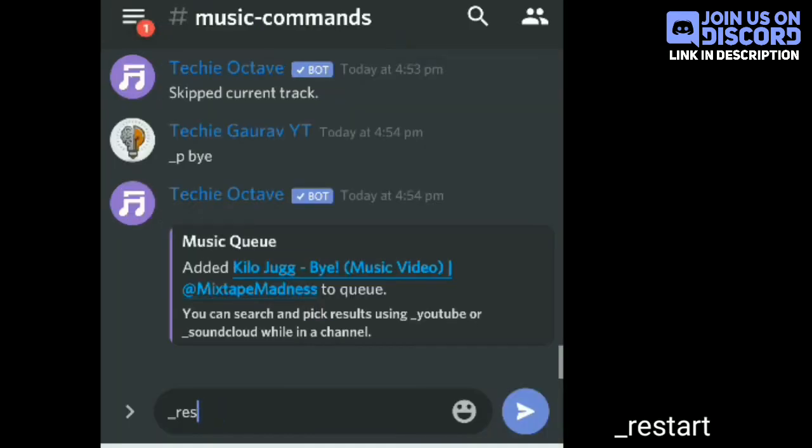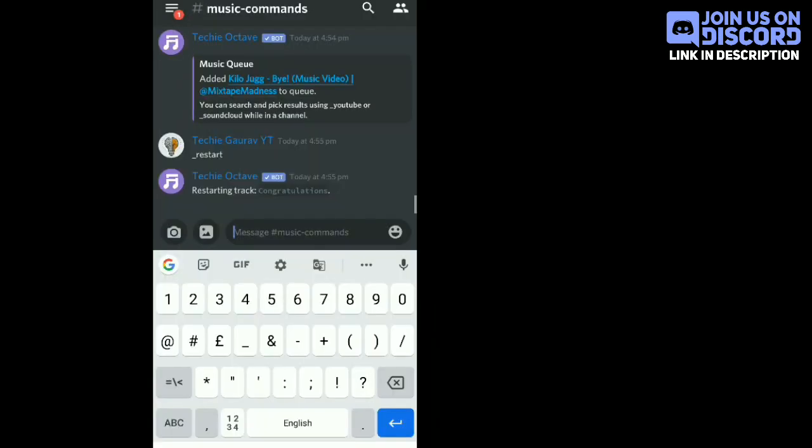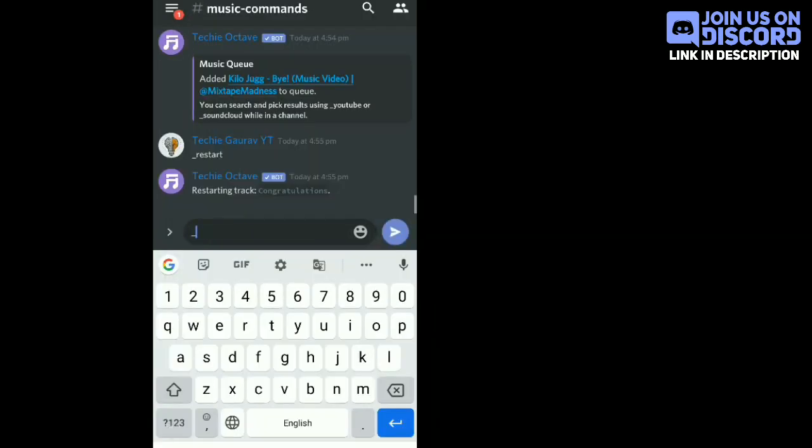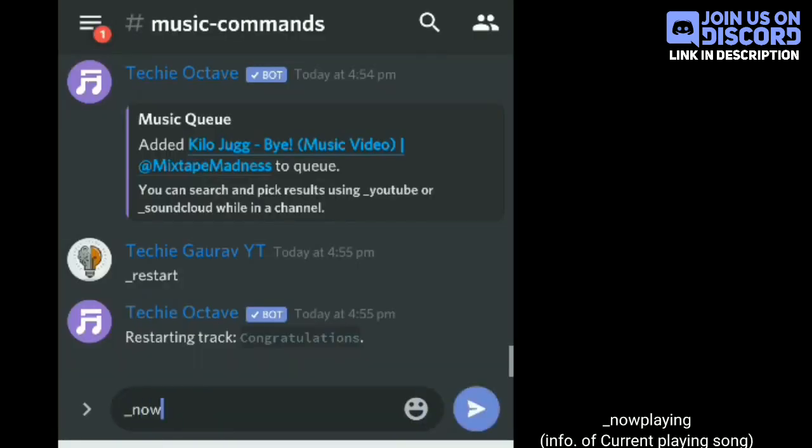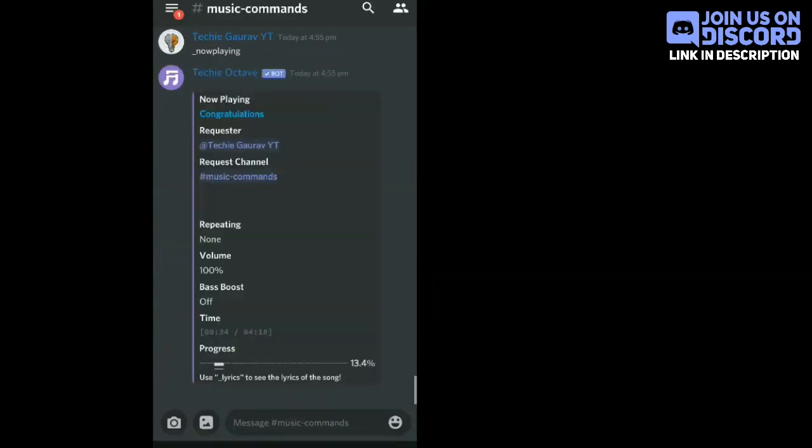To restart this song, you have to write prefix and restart. Now take an example, you join a voice channel, then one song is playing by the Octave bot. You want to know the name of the song, so you have to write prefix then now playing to know the information of the current song.